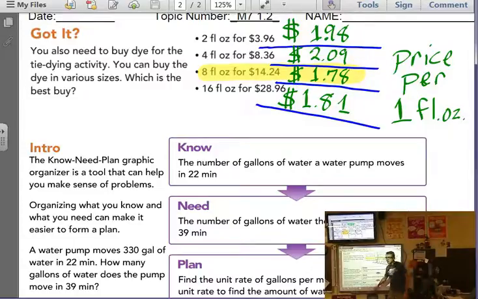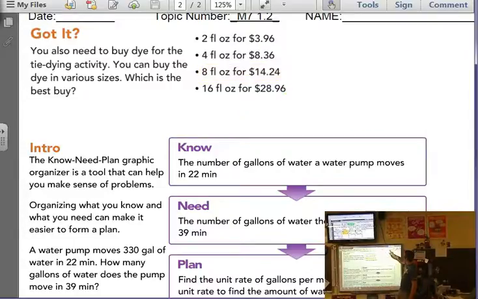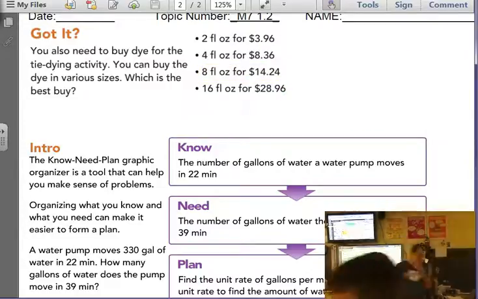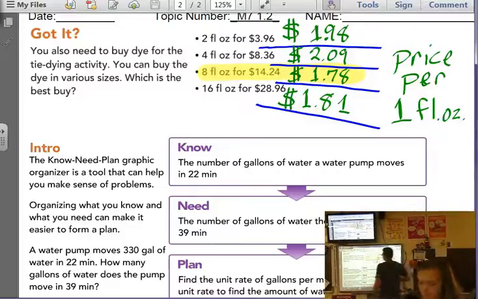My calculators, before we leave, I need all 10.